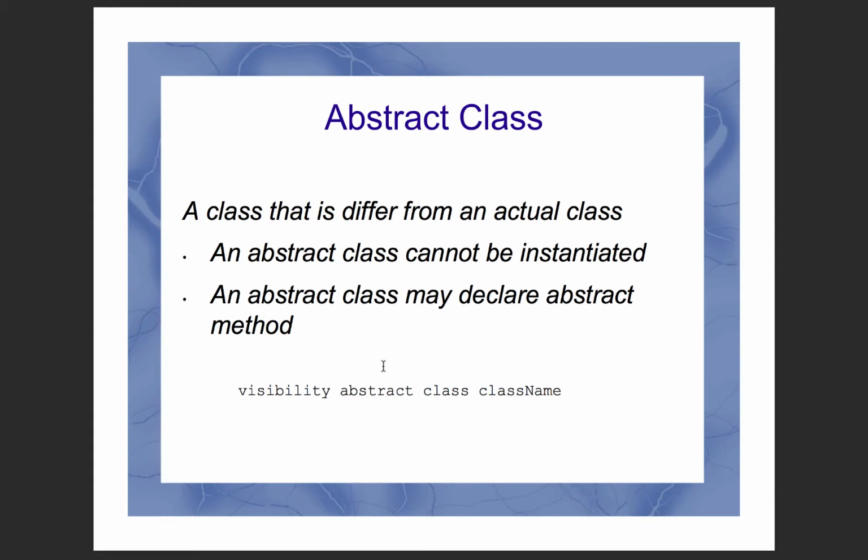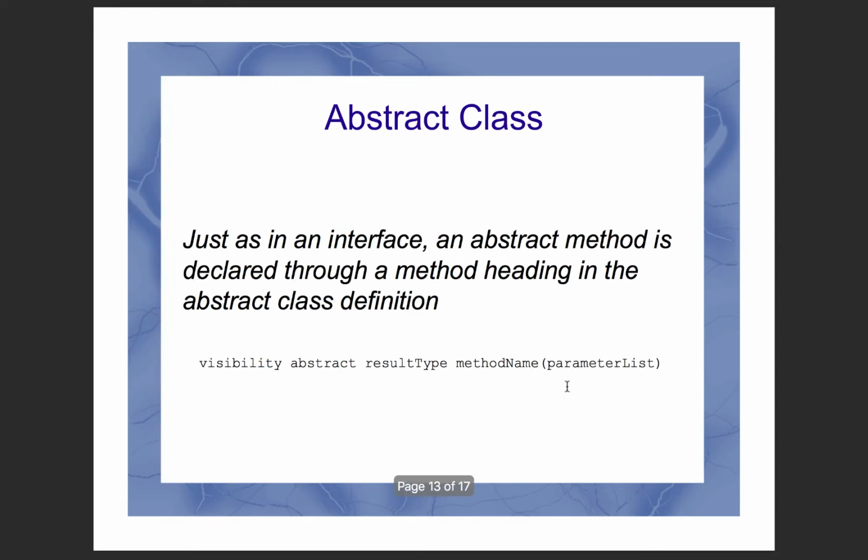So how to create an abstract class? You have to give some visibility such as public, private, or protected, then the abstract keyword, then the class keyword, then give the class name. This is how an abstract class is created.